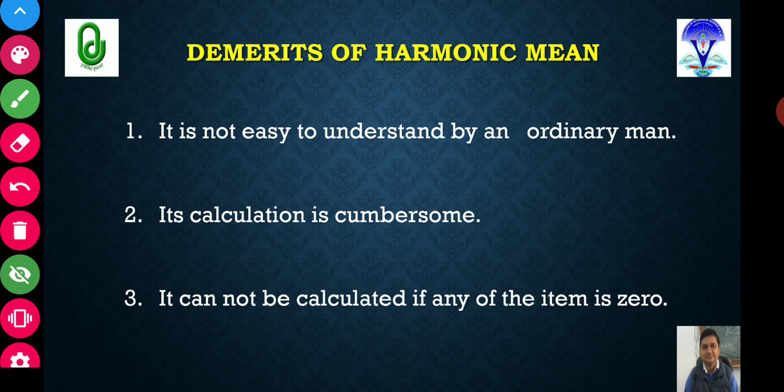Now what are the demerits? It is not easy to understand by an ordinary man or layman, because you have to take reciprocals two times. So sometimes the formula and its calculation are cumbersome.